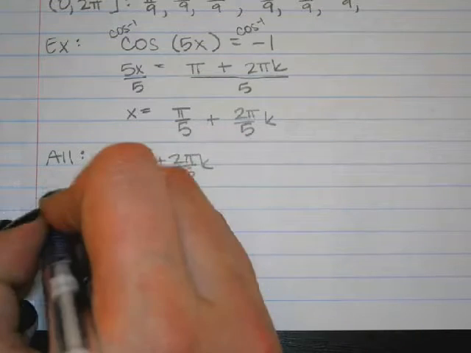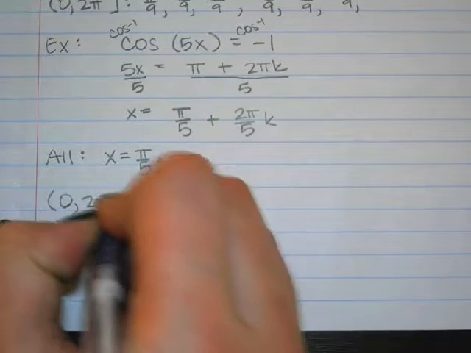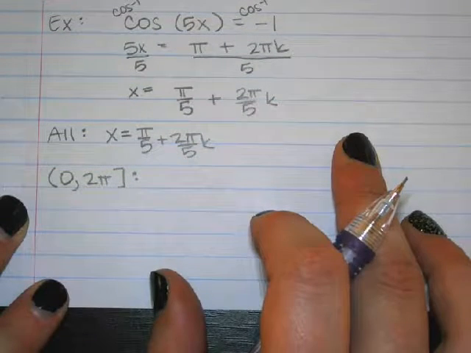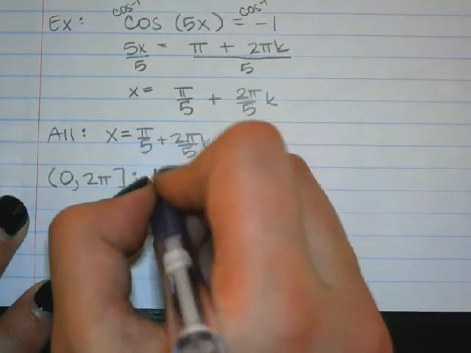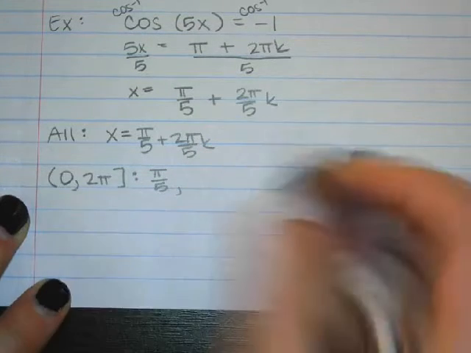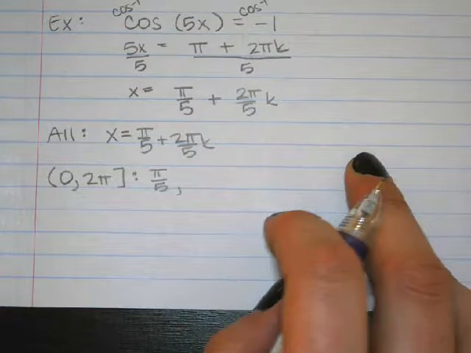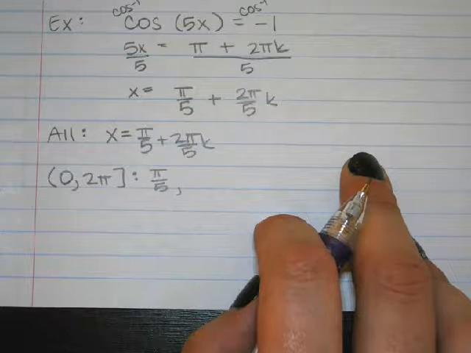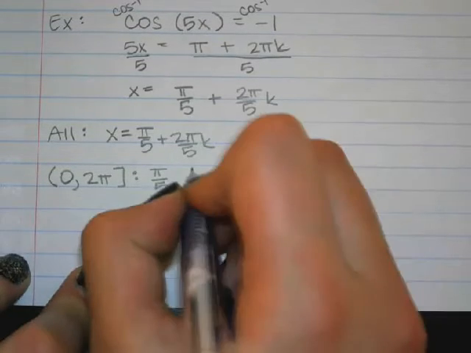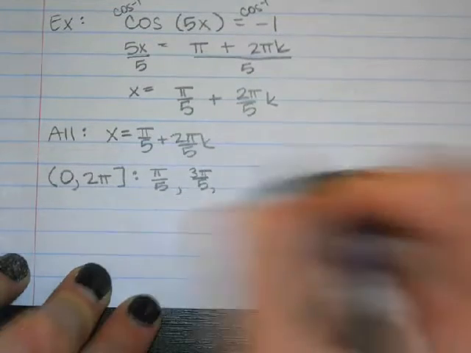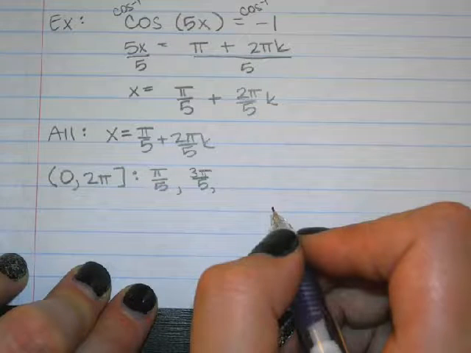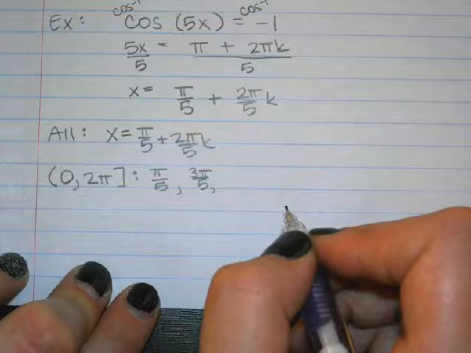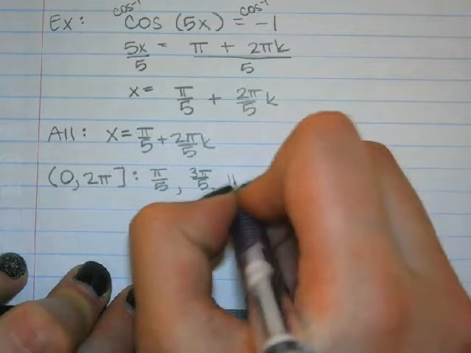If I only want the answers between 0 and 2 pi, how do I start my answers? You do 1/5 plus 2/5? Mm-hmm. So pi fifths. We actually don't need a calculator for this because it's fifths and we're adding fifths. So 1/5 plus 2/5 gives you 3/5. 3/5 plus 2/5 gives you 5/5, which is 1. So that's just pi.